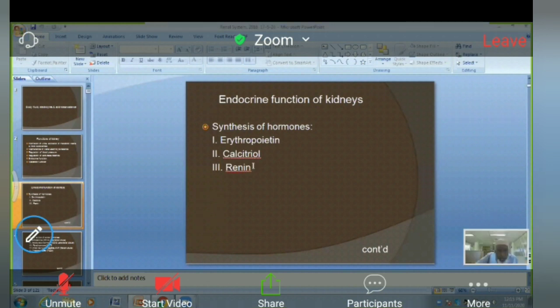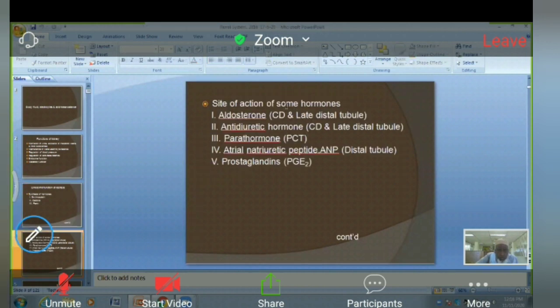The liver produces a number of more biomolecules, but the kidney is also producing some important biomolecules, and the most important is erythropoietin. The kidney is also a site of action of important hormones. Some hormones which are produced in other places, carried by body fluid, are acting on the tubules of the kidneys. One such important hormone is aldosterone. This is a mineralocorticoid produced in the adrenal cortex, suprarenal cortex.